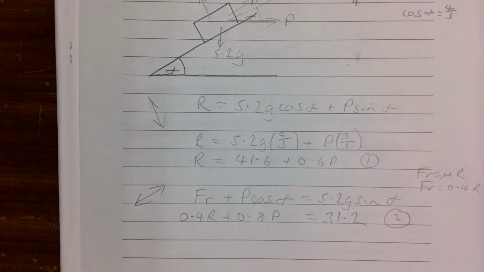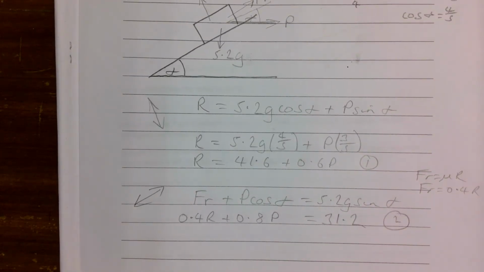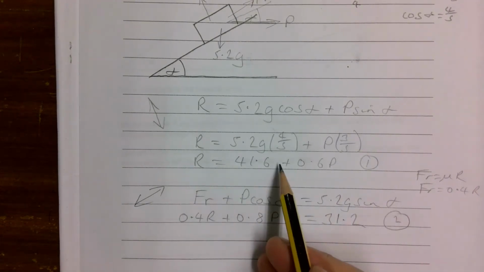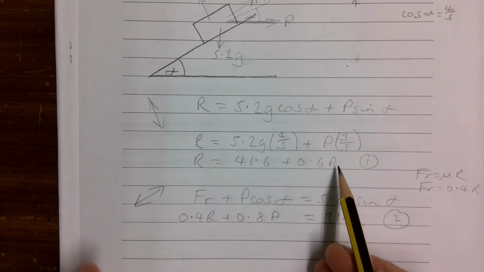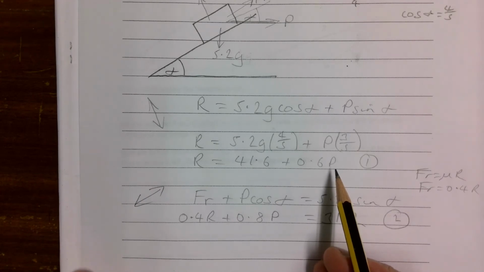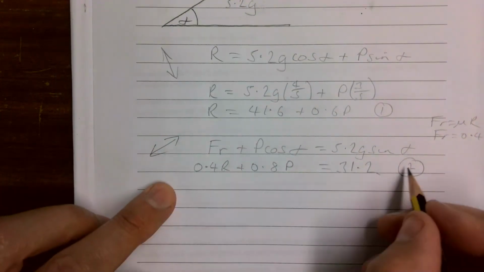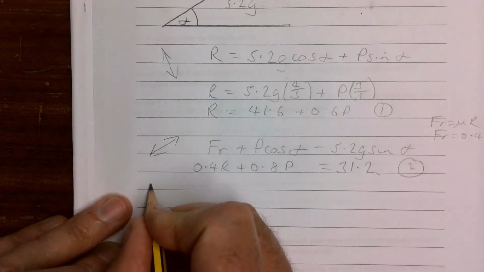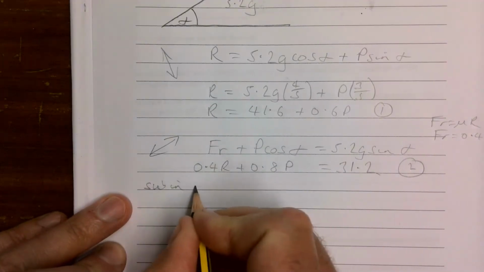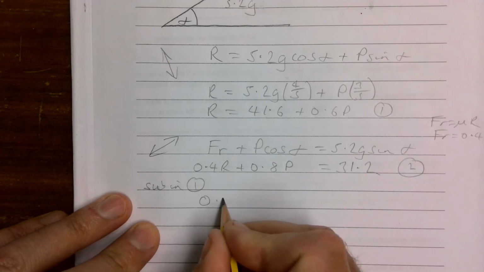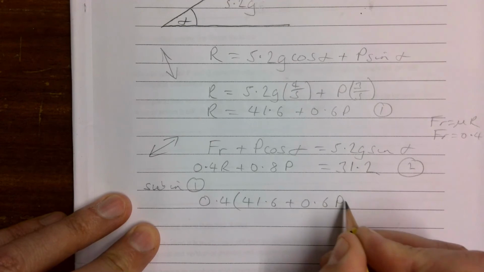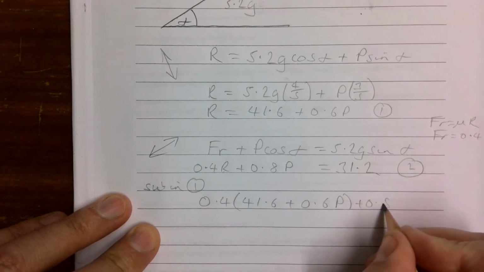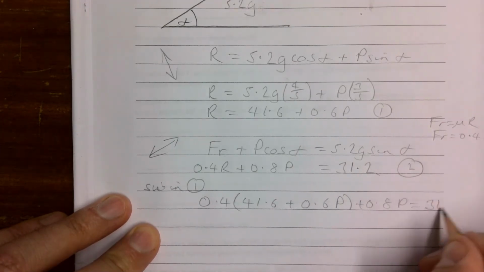So we have two equations, two unknowns. There's a couple of different ways of solving these, and the numbers are slightly awkward, but because of the fact we know R equals, I'm going to do substitution. So I'm going to change my R here for a 41.6 plus 0.6P, and then try and solve then from there, and that'll get us our answer. So this is equation 2. I'm going to sub in 1. 0.4 times 41.6 plus 0.6P, plus 0.8P is 31.2.